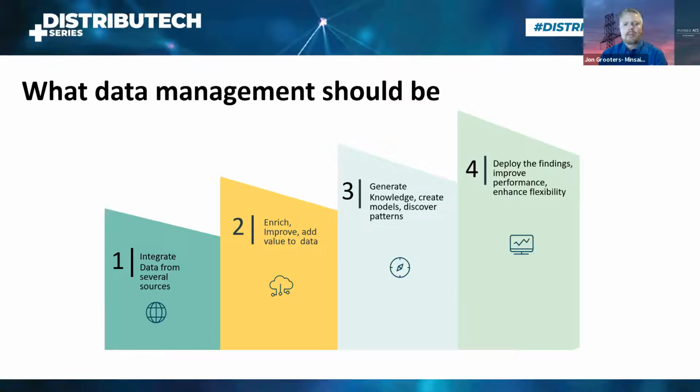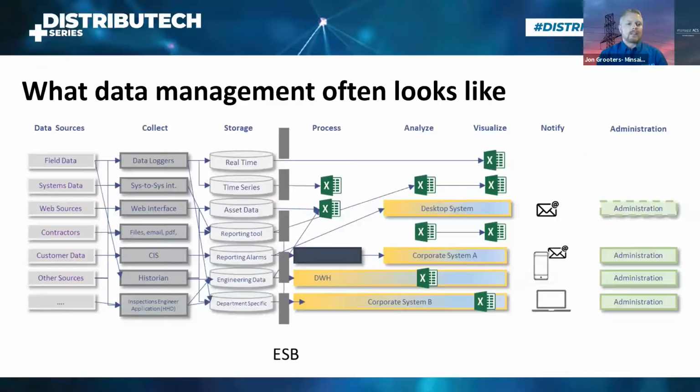And then finally, and very importantly, how do you deploy and visualize those findings so that you can improve performance, enhance flexibility, and optimize operations? So all of these, a very simplistic approach, but that's the four-step process of what we feel data management should look like. Unfortunately, going to the next slide, this is what data management more times than not does look like currently in the utility industry.